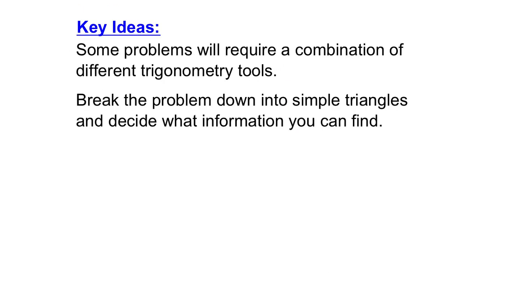Now, another key idea is that some problems will require a combination of different trigonometry tools. So for example, in order to solve the problem, you'll have to do the cosine law. But in order to use the cosine law, you have to figure out one of the other sides first using another tool. So it's important that you can break the problem down into simpler triangles and decide what information you can find.